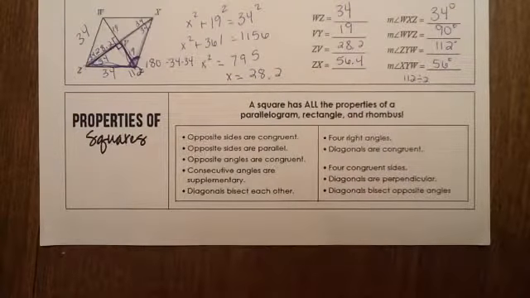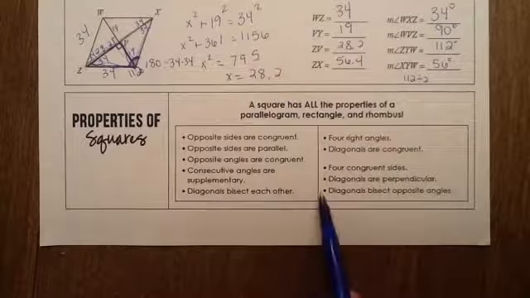Mathematicians, we're now going to talk about squares. Squares combine everything from all the figures we've been talking about. Okay, so it has all the properties of a parallelogram, rectangle, and rhombus. So there's a long list.